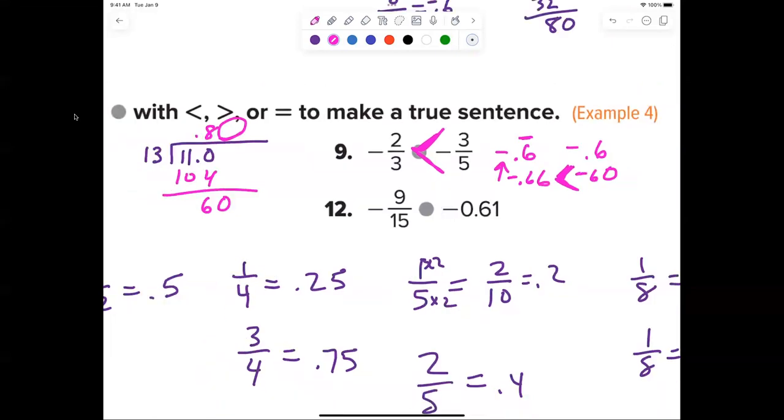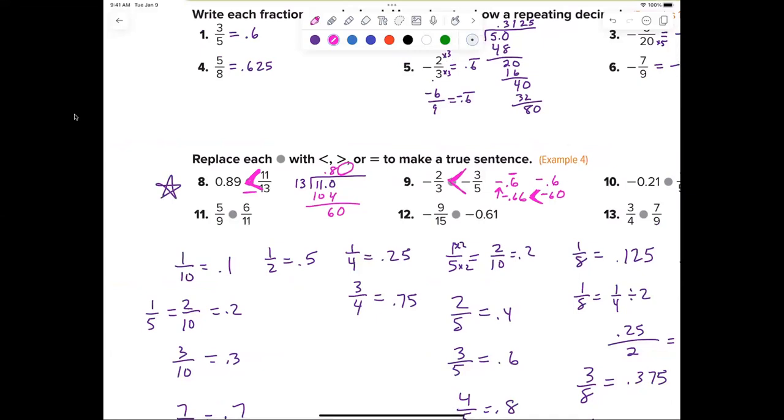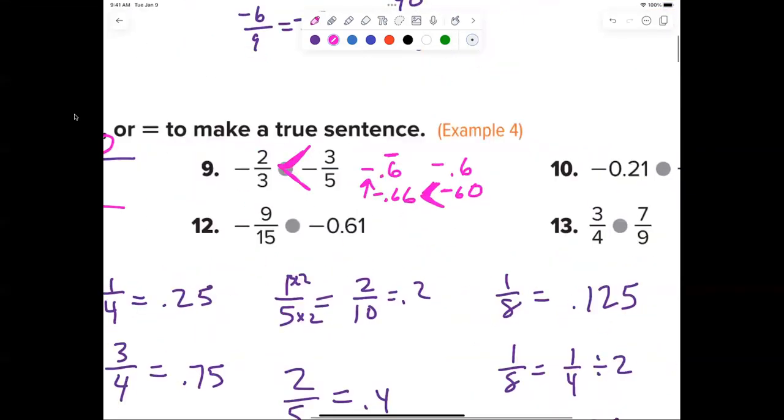All right, come on now. Let's practice. But we have to be careful with the negatives though. All right, so you got to be real careful with that. We'll talk about cross multiplying at some other point.